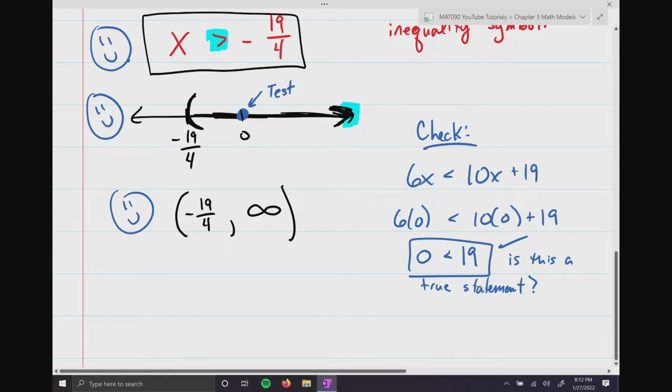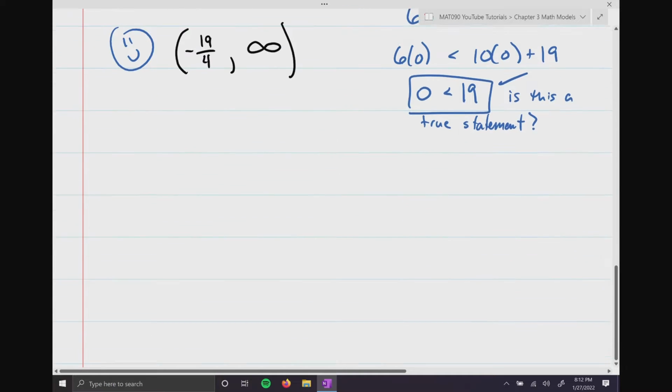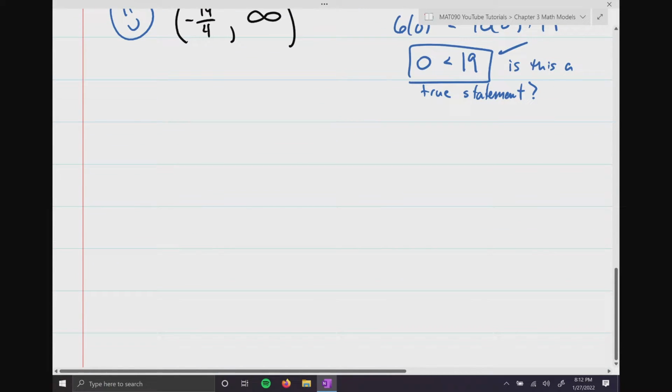We're going to do another problem here. This one will ramp up the difficulty a little bit. So we have 8p plus 3 times the quantity p minus 12 is greater than 7p minus 28. Okay? So from here, we're just going to do everything the same that we did prior.